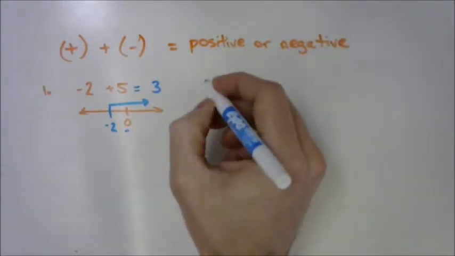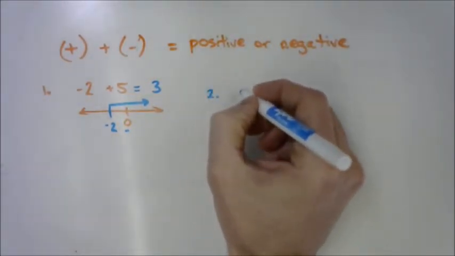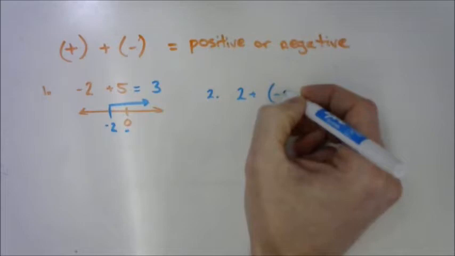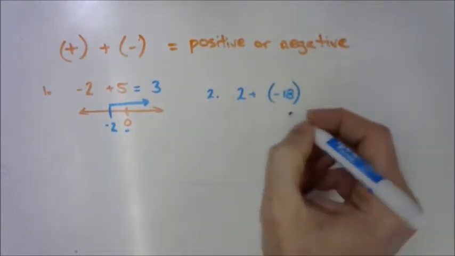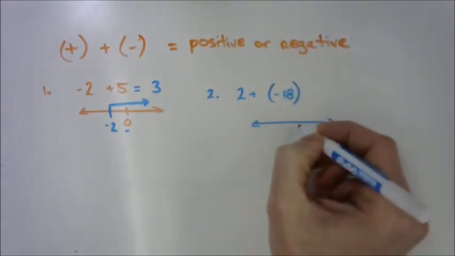Good. Let's look at number 2. Number 2 says 2 plus negative 18. Now we've got our number line.